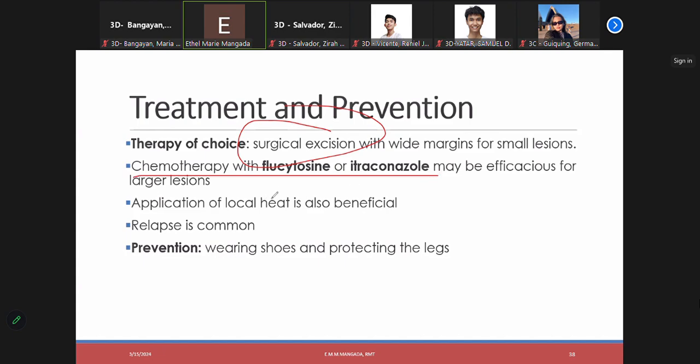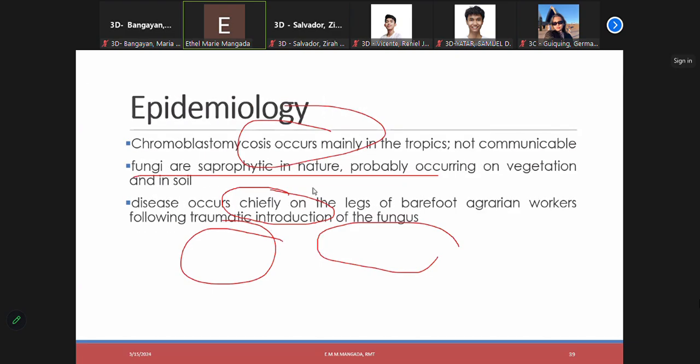Or sometimes what they do is to apply local heat. Pinapaso nila, okay? But sometimes bumabalik yung infection. So how are we going to prevent ourselves from contracting chromoblastomycosis and other types of subcutaneous mycosis? We have to protect our feet by wearing shoes or our legs by wearing pajamas or yung kamay natin by wearing long sleeves, okay? So that's for the treatment for your chromoblastomycosis.